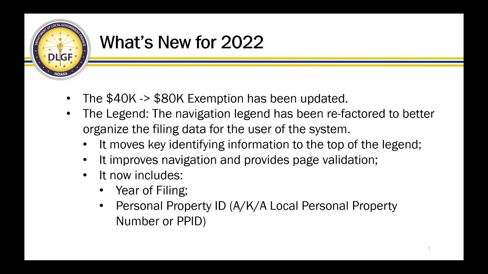The year of filing, that we'll talk about in a little bit, is going to be important because it is possible you could have a taxpayer filing both for 2021 and 2022, or perhaps filing an amended return for 2021. So the year of filing is important.